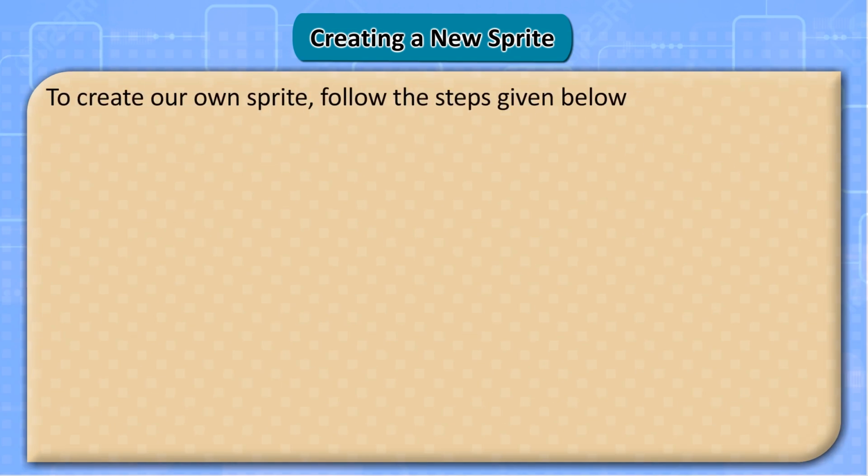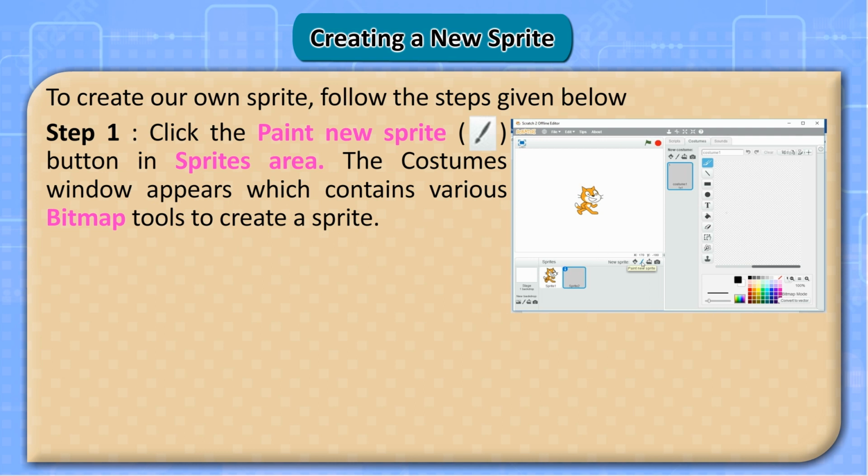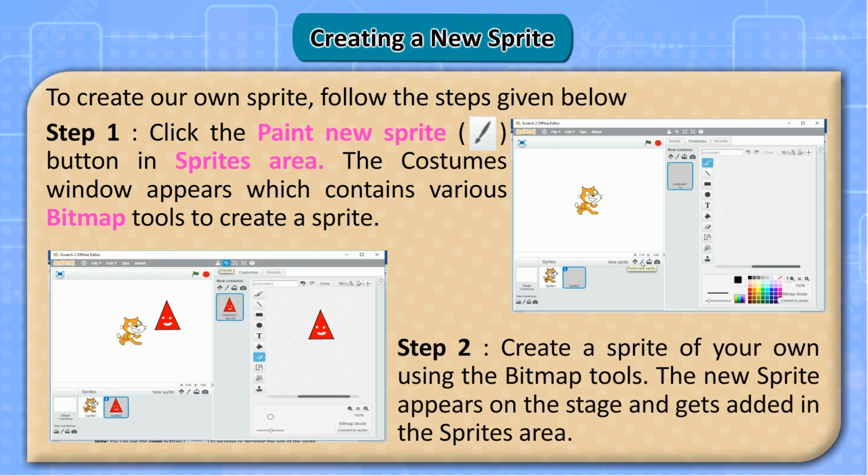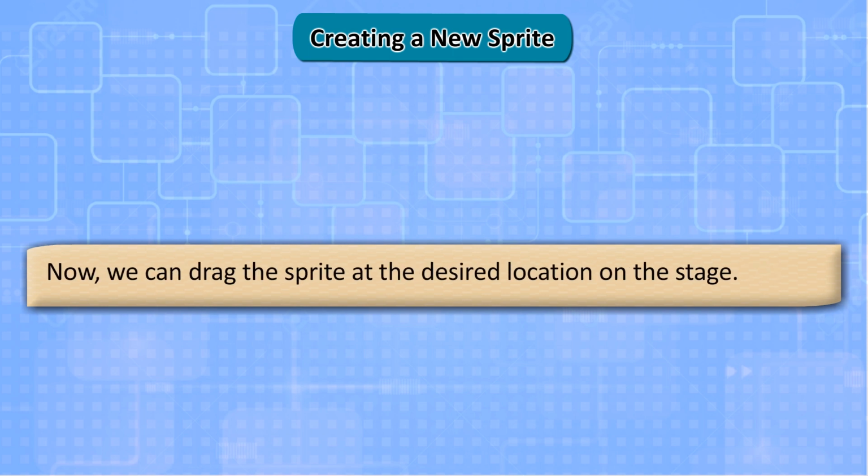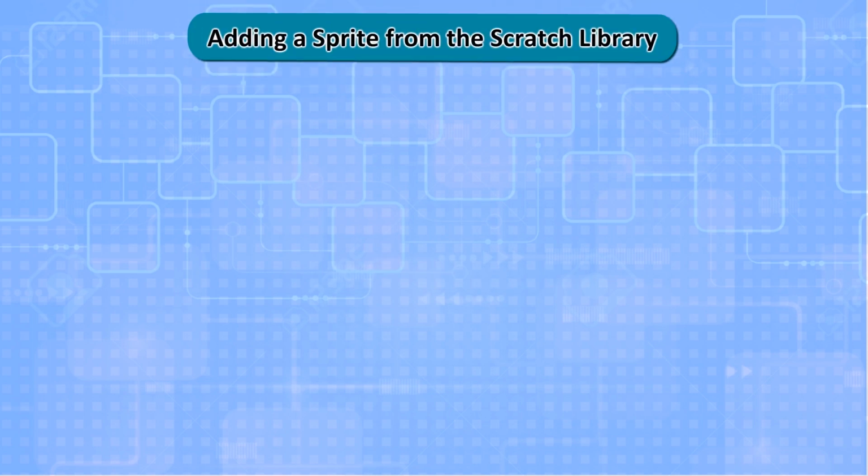Creating a new sprite. To create our own sprite, follow the steps given below. Step 1. Click the Paint New Sprite button in the Sprites area. The Costumes window appears, which contains various bitmap tools to create a sprite. Step 2. Create a sprite of your own using the bitmap tools. The new sprite appears on the stage and gets added in the Sprites area. Now, we can drag the sprite to the desired location on the stage.